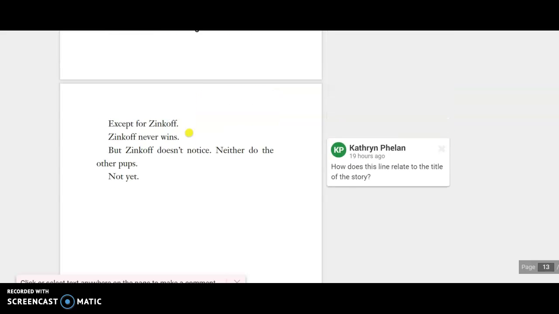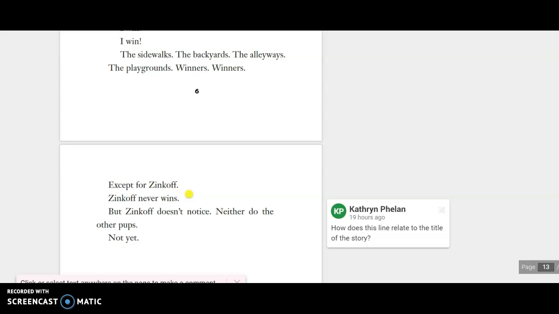Wow, my theory's right. Okay, there are winners, except for Zinkoff. There are winners, and then there's Zinkoff, our main character.